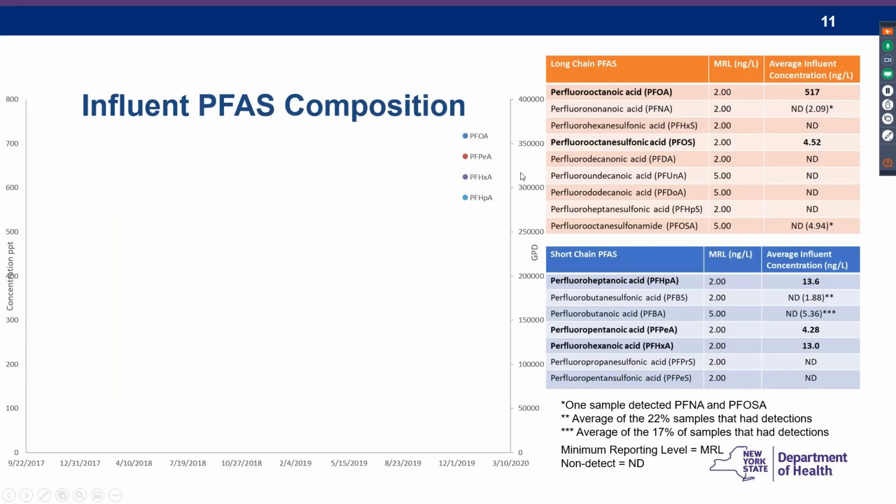So we'll get into the observations. Up front, we'll take a look at the influent PFAS composition. And what you'll see on this plot is essentially just time on your x-axis, and then concentration in parts per trillion on the y-axis here.